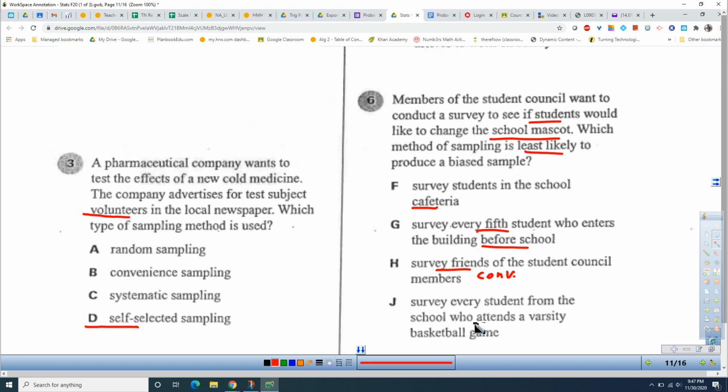Survey every student from the school who attends. Okay, every student, that's good, but they have to attend basketball. Okay, again, that's a convenience. One group being overly represented. So what group won't be representative if we do every 5th student who enters the building before school? What group won't be represented? The people who are late, and hopefully that's not too many. But this is the best one right here, okay? Because that's going to get a cross section of everybody coming in the doors.